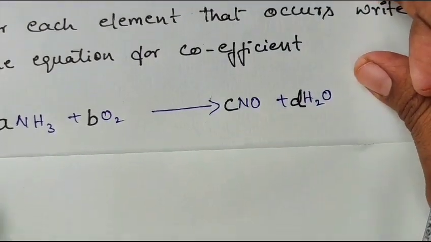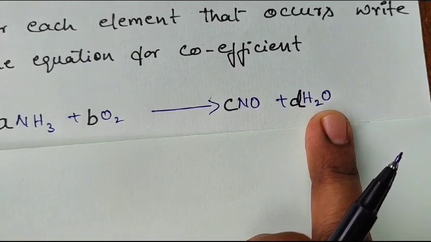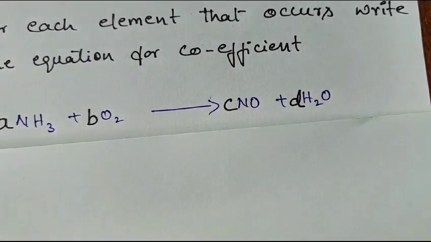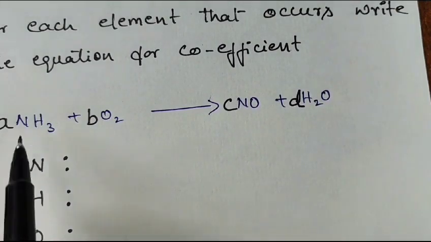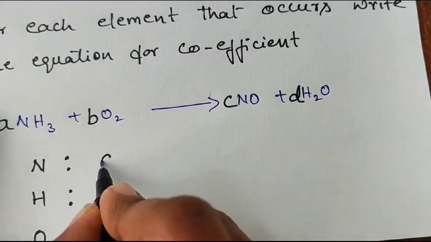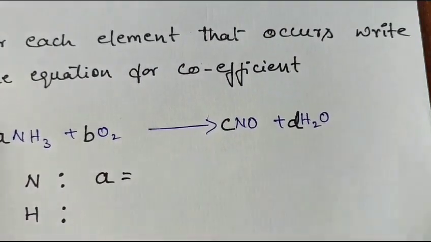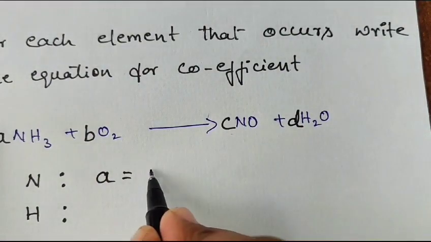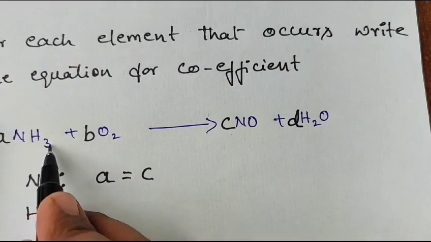We have this equation where we applied the coefficients. Next, we need to write the elements of each one: how many nitrogens are there, how many oxygens are there, and how many hydrogens are in it, according to the coefficients present. If you are looking at nitrogen, the coefficient is A on the reactant side, as well as on the product side. What is the coefficient for nitrogen? That is C. Write it. At the same time, for the hydrogen, what is the coefficient? That is A.